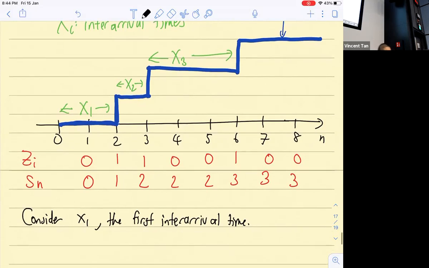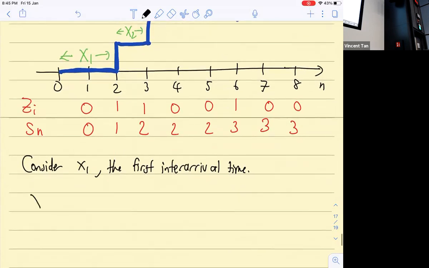Okay. What is its distribution? We want to try to understand what is the chance that X1 is 2 or 3, etc. So the question is, what is its distribution? This is the short form for distribution. So how can we get X1 equals 1?